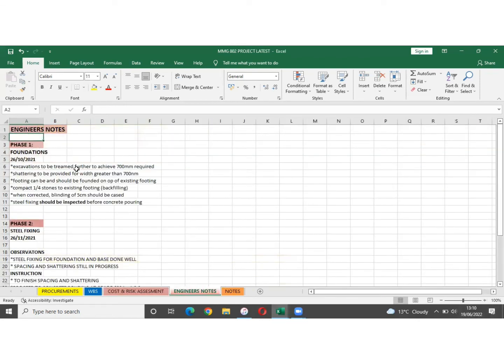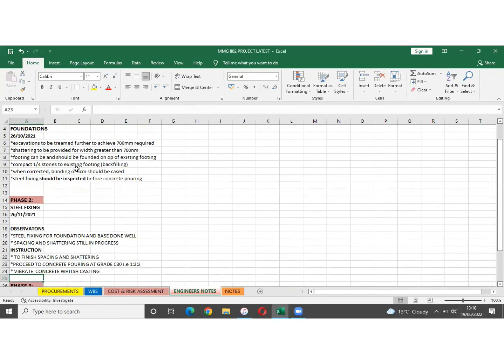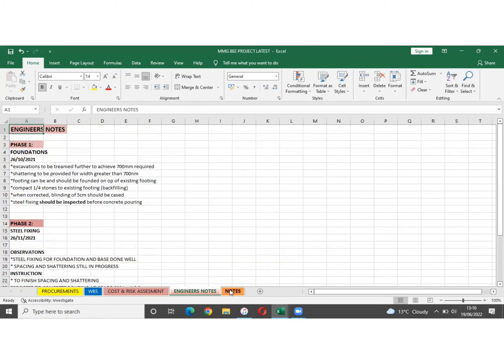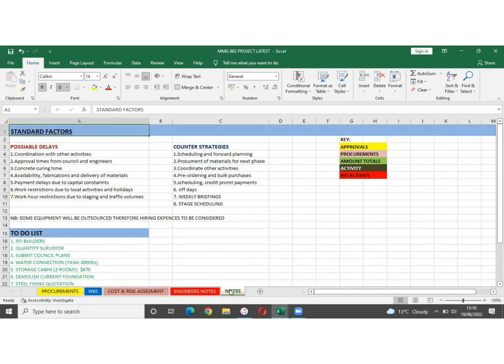I put together the engineers' notes as they came down. I wrote down what they advised us to do, guidelines like excavations, shuttering, guidelines on compacting, guidelines on steel fixing, and those whole engineering instructions. I have standard guidelines that I follow on possible delays, counter strategies, health and safety tips, and what I need to do to get to the next stage.